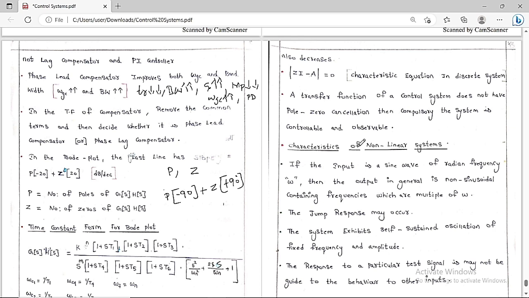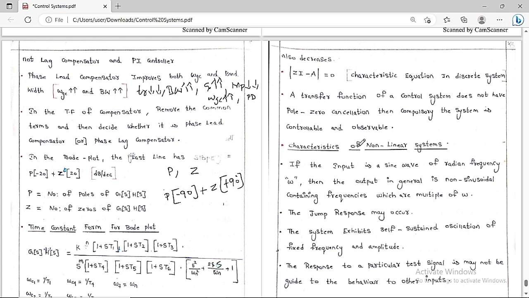These 2 points always you have to keep in mind. To say it clearly, the determinant of zI minus A equal to 0 is called the characteristic equation in the case of the discrete time system, whereas the determinant of sI minus A equal to 0 is called the characteristic equation in the case of the continuous time system.